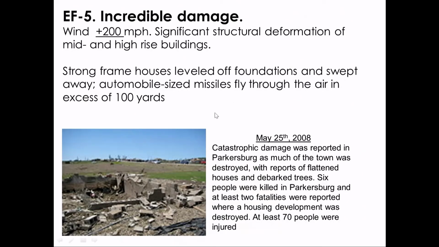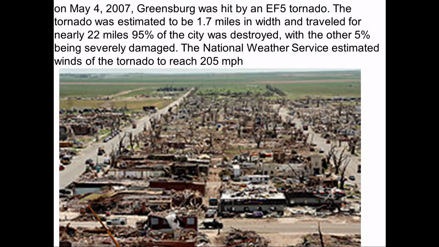And that was the one we talked about earlier with Joplin. This one right here is Parkersburg 2008. They were both EF5s. And here's another one. This one's from 2007, Greensburg. It was another EF5, 1.7 miles in width. And you can see there's not much left. There are some tree trunks. They've already started cleaning up the debris. It looks like a few buildings survived.